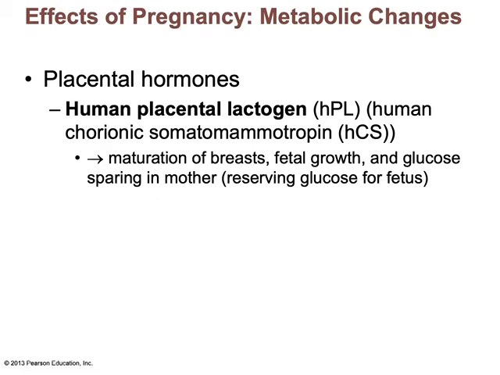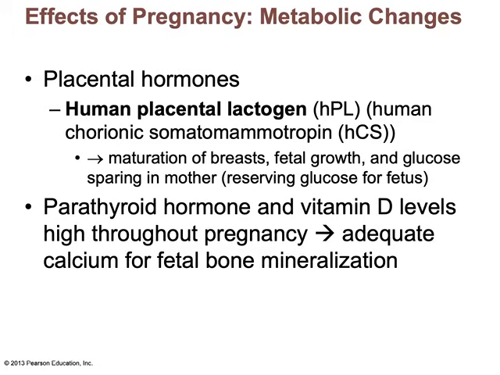Okay. This somatotropin is going to promote fetal growth and glucose sparing in the mother, so that most of this goes for growth of the fetus. Parathyroid hormone and vitamin D levels are high throughout pregnancy because we need the vitamin D for adequate mineralization of fetal bone, as well as the other processes that rely on calcium in the developing embryo and fetus, such as muscle contraction, nerve transmission, and cell signaling.